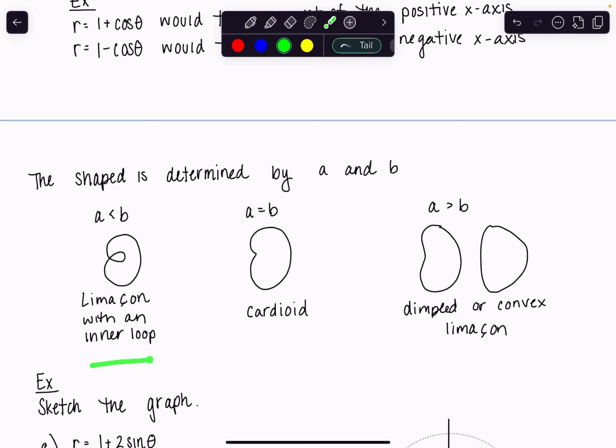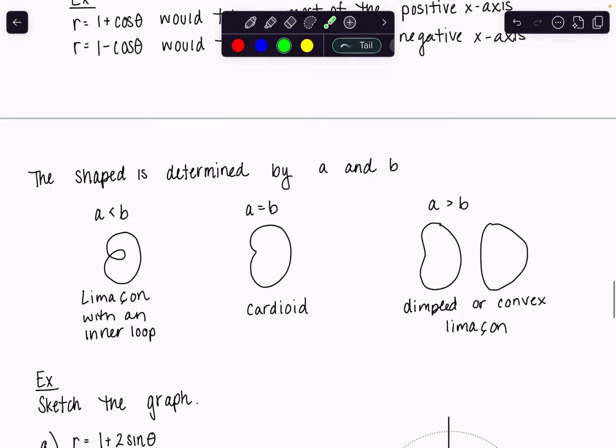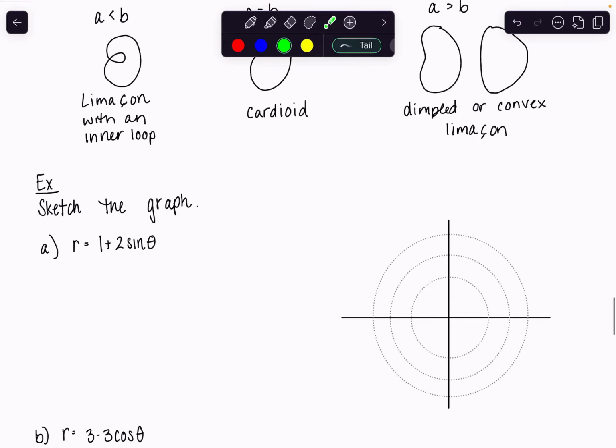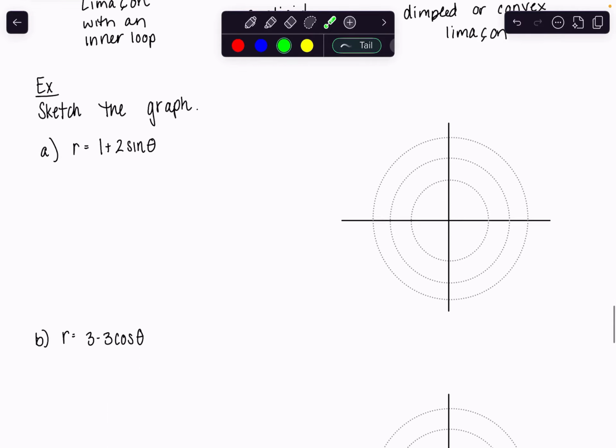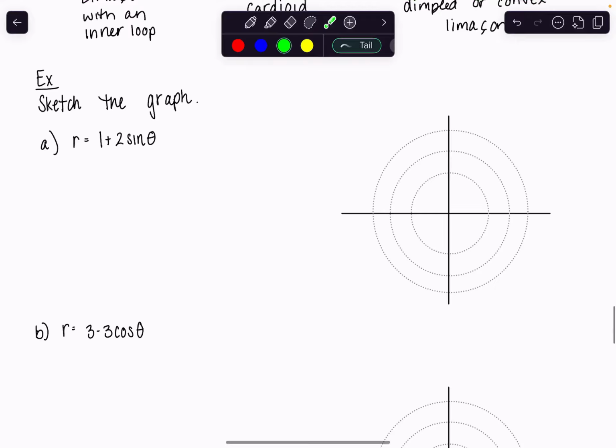So I'm going to focus on these two examples because, again, these ones you'll be able to just plot all of those angles and see what's going on. But these are the two special cases that will occur. So we're going to do one example of each of those. We'll graph 1 plus 2 sine theta, and then we'll graph 3 minus 3 cosine.